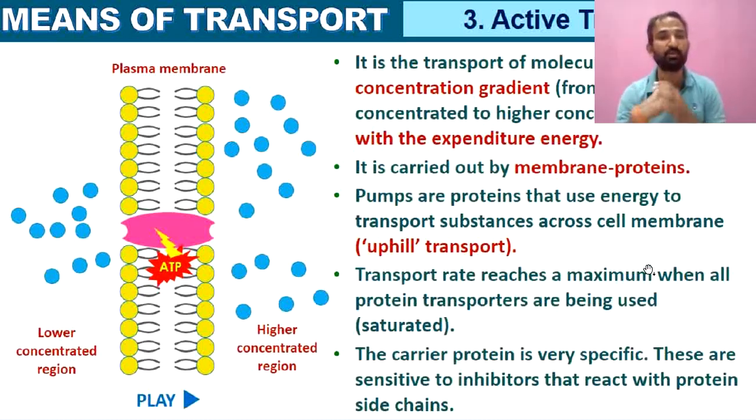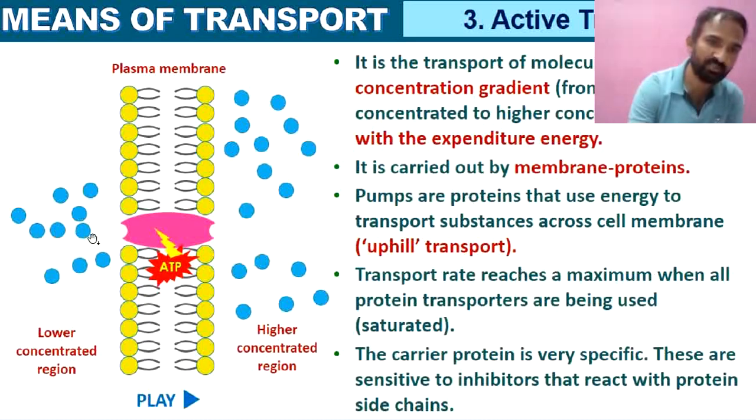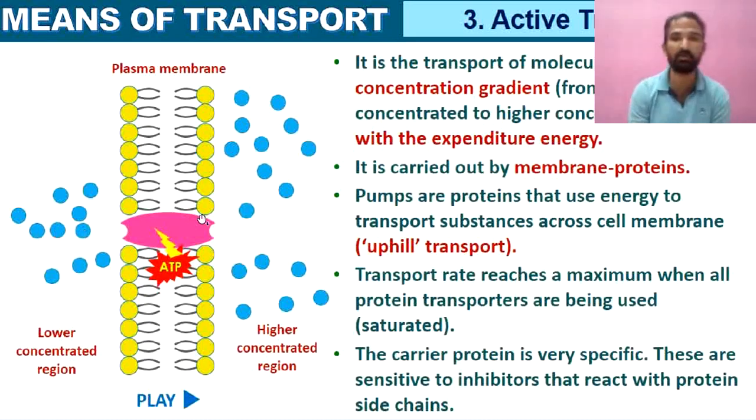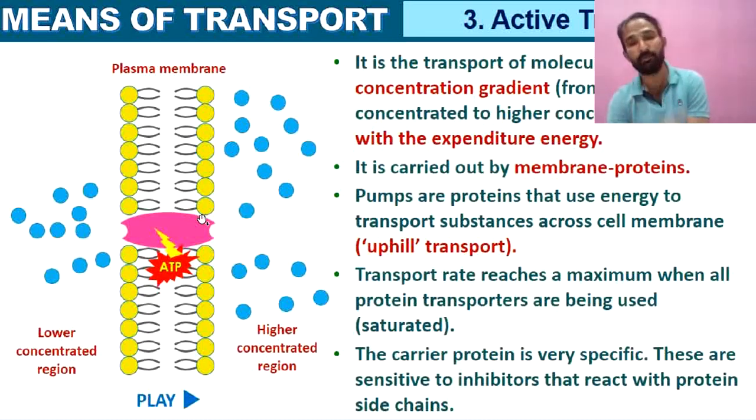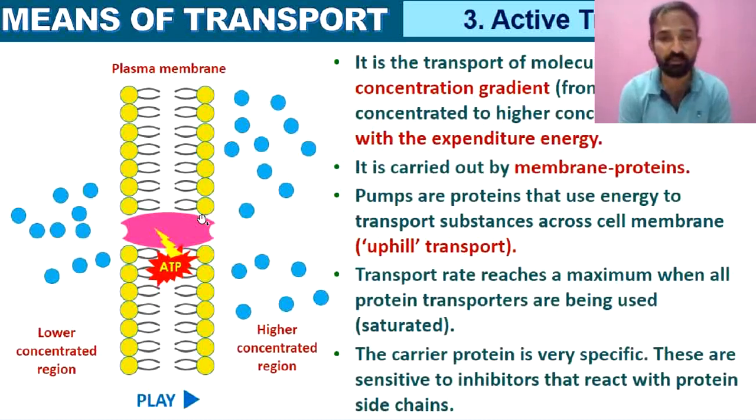This carrier protein is also very specific. Because one particular molecule is there, only that molecule is transported by a very specific carrier protein. That way the carrier protein is very specific, and these are also sensitive to inhibitors that react with protein side chains.